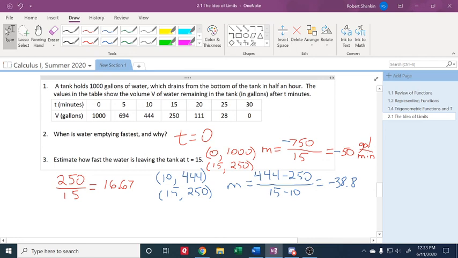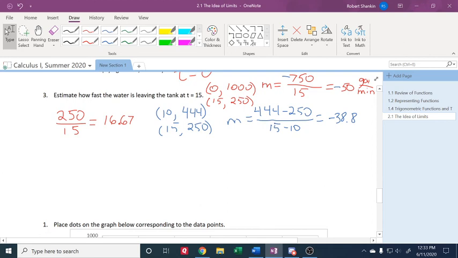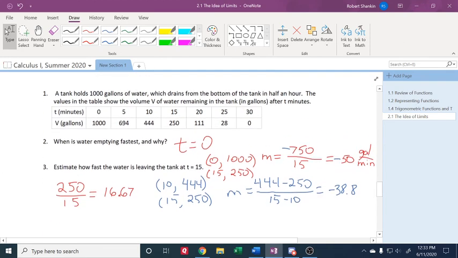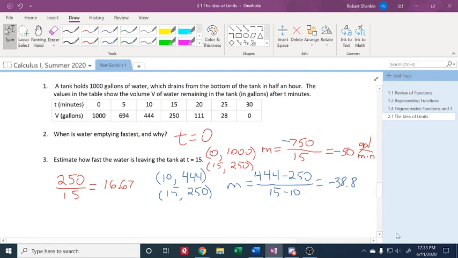We will look at that, but it's time for a break right now. So let's take a 15-minute break. We'll start again at 12:48. And we'll continue on with these problems.